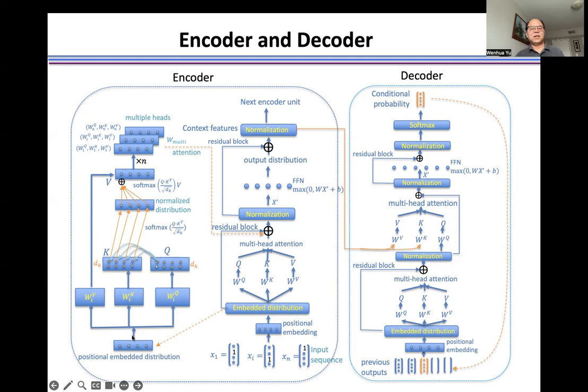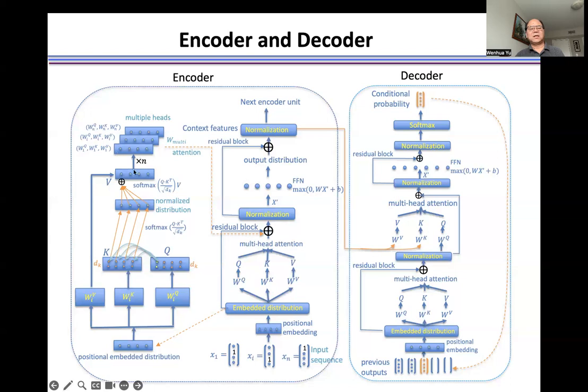And using WK and the input distribution, we get the key distribution. And using WV and the input distribution, we get a value distribution. So starting from the first element of the query and the elements of the key distribution, we get a normalized distribution. And then we calculate the sum of the weighted values to get one element in the attention distribution.